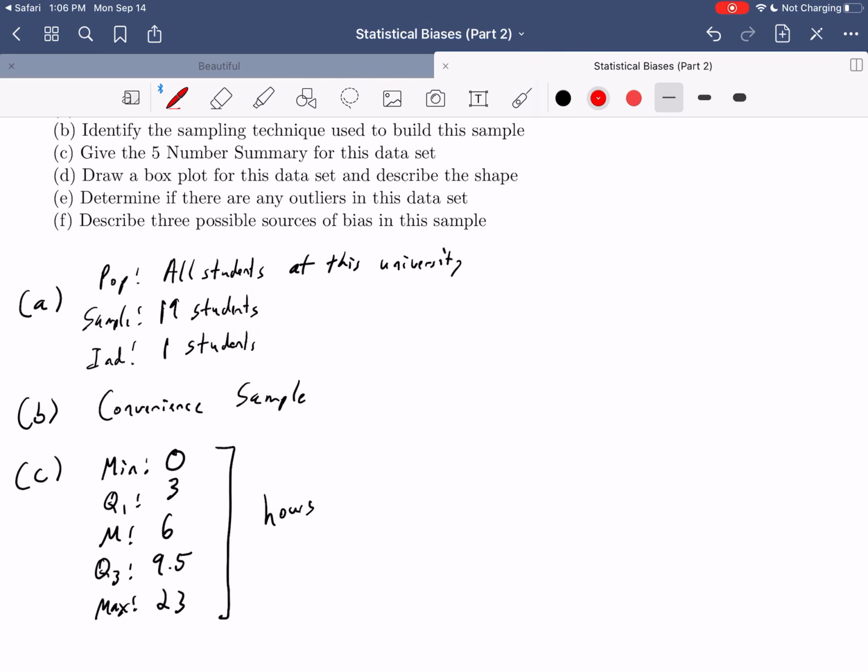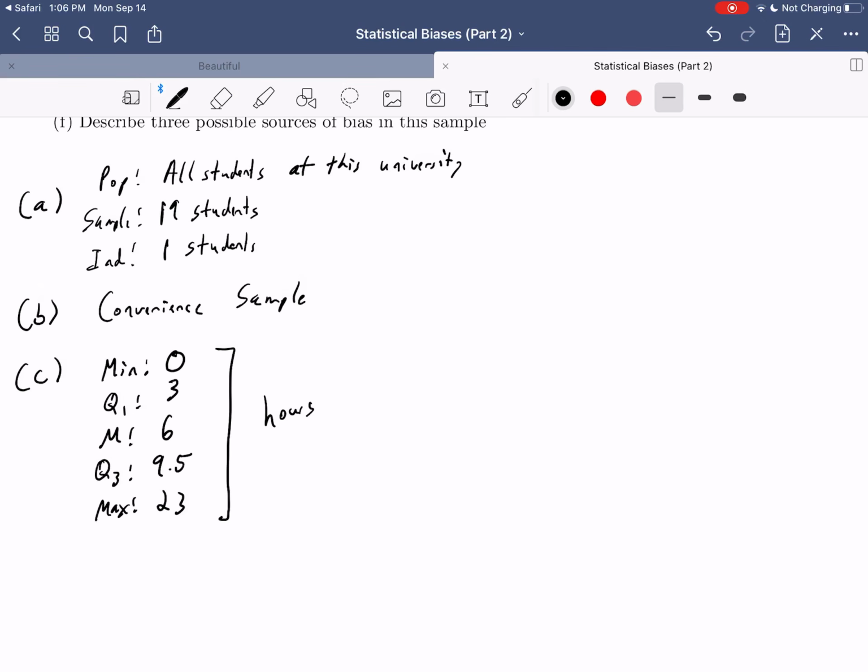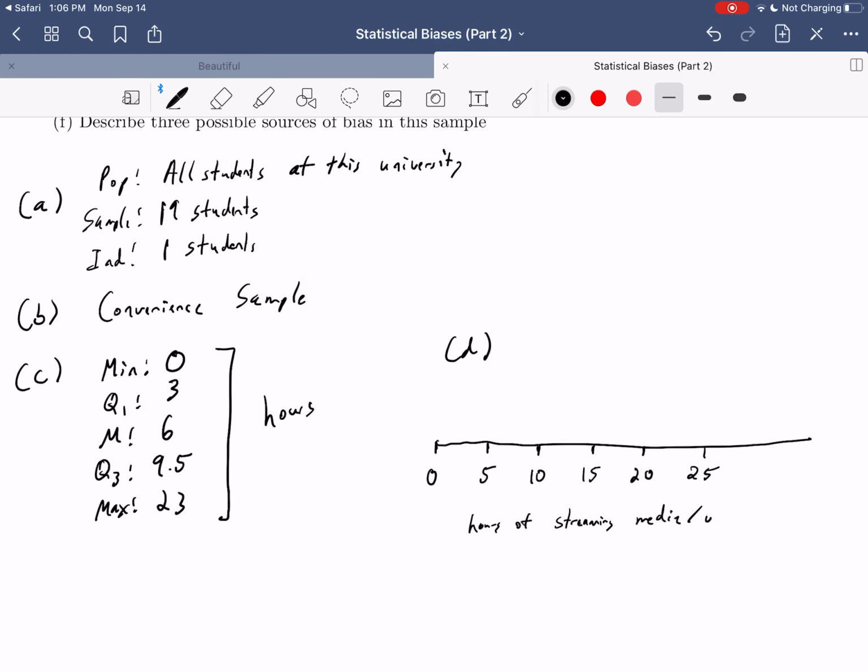Okay. Well, we also would like to draw a box plot and describe the shape of this data set. So we can do that right over here. So remember, first step for drawing a box plot, give yourself an axis. We've got to go from 0 to 23. So I can just do 0, 5, 10, 15, 20, and 25. So this is hours of streaming media per week.